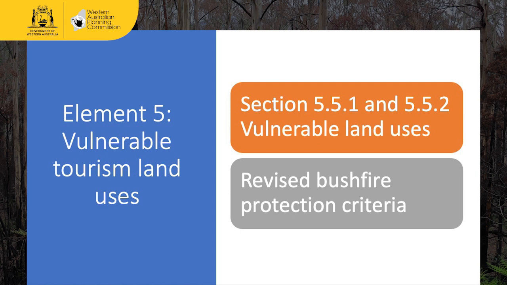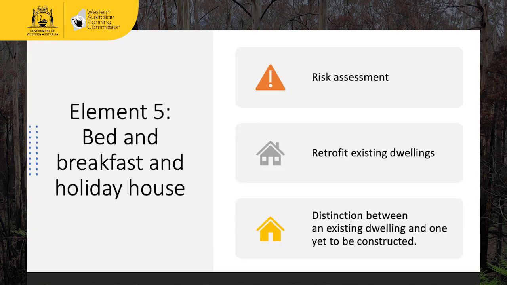There is a new Element 5 and the performance principles and acceptable solutions that form the bushfire protection criteria for this element have been revised from what was included in the position statement. In recognition of the different characteristics of remote camping grounds, these now form a separate category. Day uses which don't involve overnight accommodation are also a separate category. Bed and breakfast and holiday homes have been divided into two categories with different acceptable solutions depending on if they are within a residential built-out area or outside of a residential built-out area.